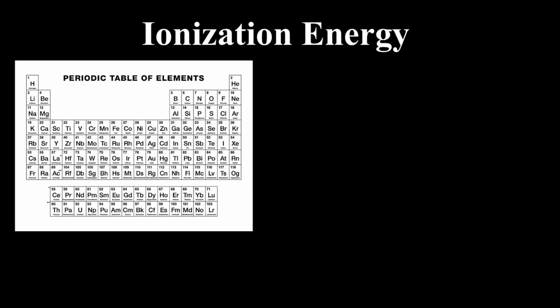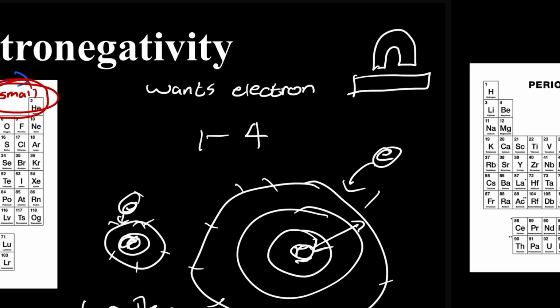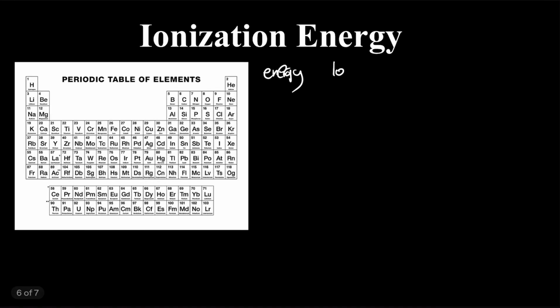In ionization energy, this one's a bit tricky. So ionization energy is how much it wants to lose an electron. So it's a measure of energy. This was like the measure of how much it wants it, not really a value. It's just like a 1 to 4 type of thing. But ionization energy is the energy required to lose an electron. Sorry, I spelled lose wrong. To lose an electron.